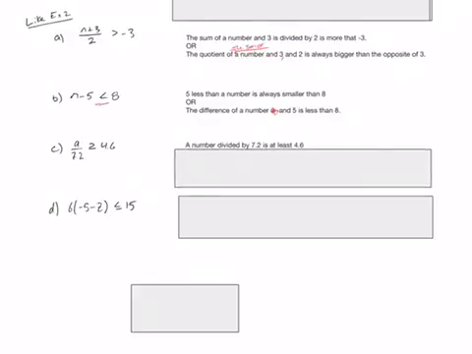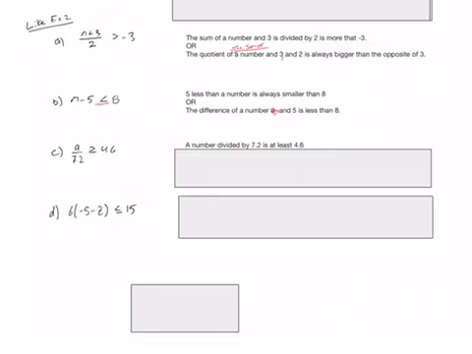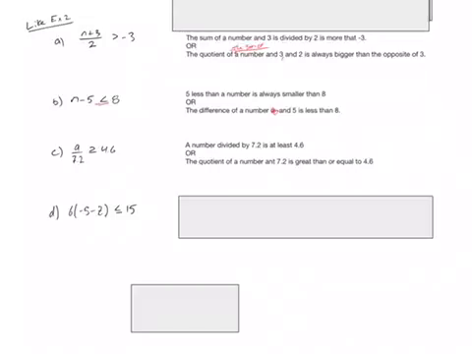A number divided by 7.2 is at least 4.6. Alright, because the one over here on the left is bigger than this, so it's 4.6 or bigger. That's why I said at least. Or another one would be to say the quotient of a number and 7.2 is greater than or equal to 4.6. Okay.